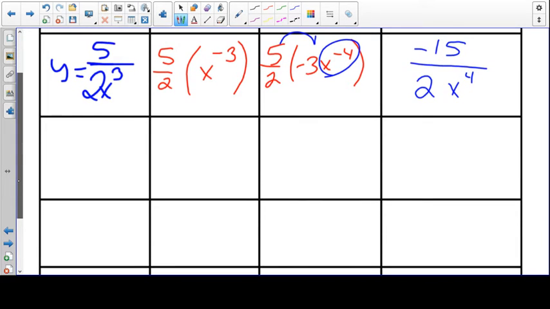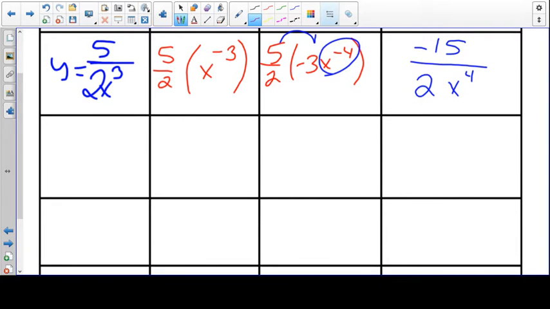So we're going to try another example. Again, I like how I can write better with this. So we're going to have y is equal to 5 over 2x, all to the third on the bottom.